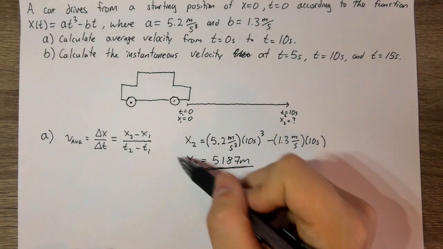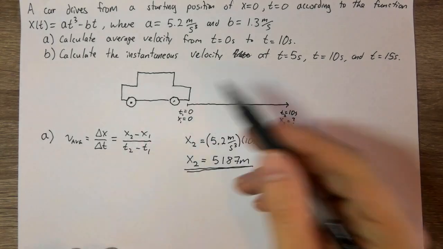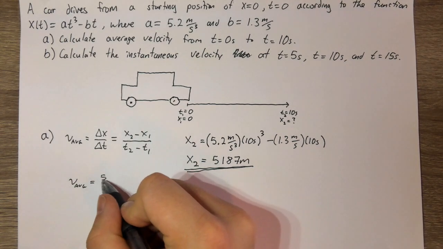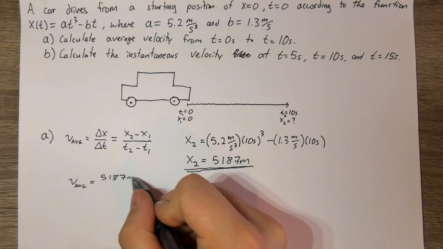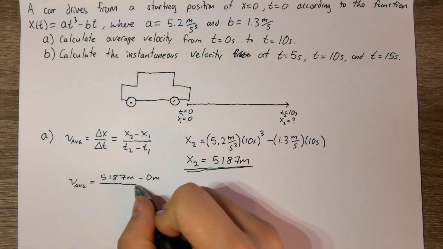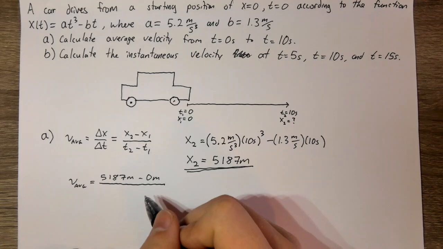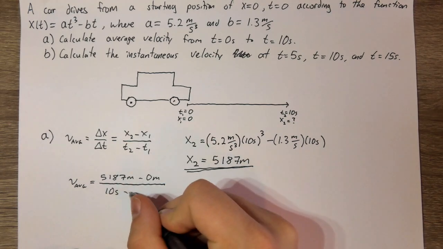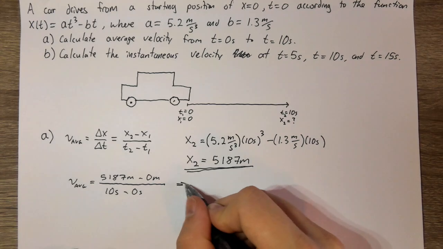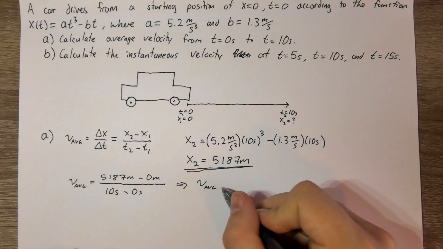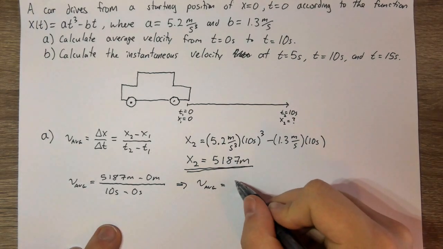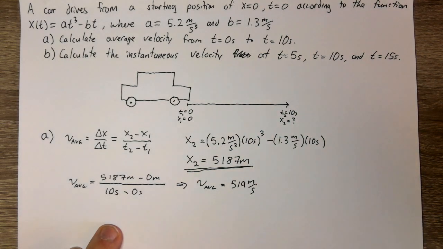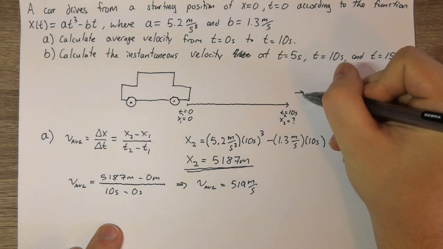And now using that, we can plug this in for x2 and solve for our average velocity. So that's 5,187 meters, and I'll add the minus 0 just for completion's sake. Then t2 is 10 seconds, so that's 10 seconds minus 0 seconds. And that gives you an average velocity of 519 meters per second.